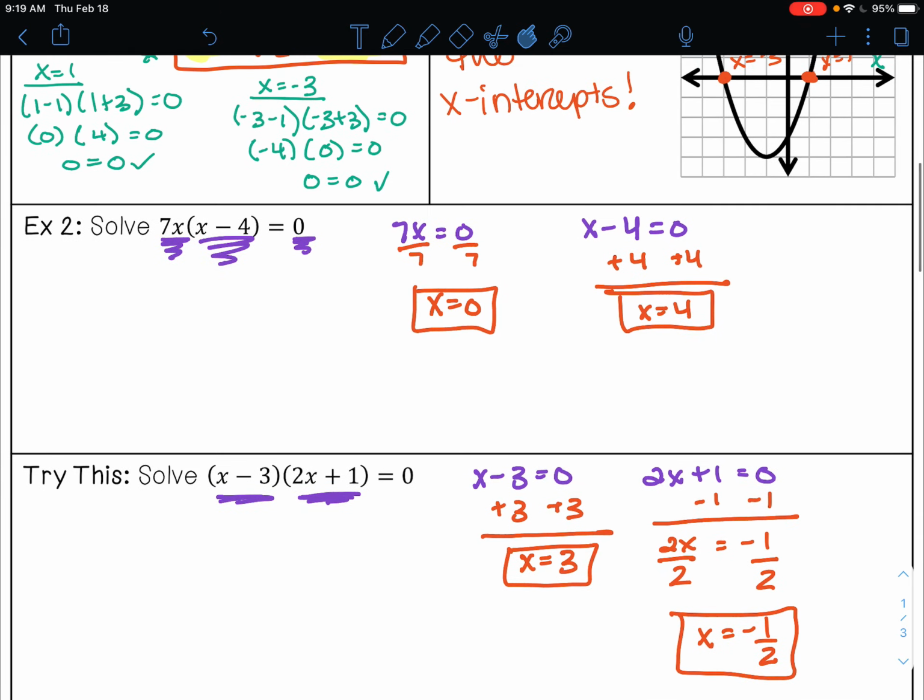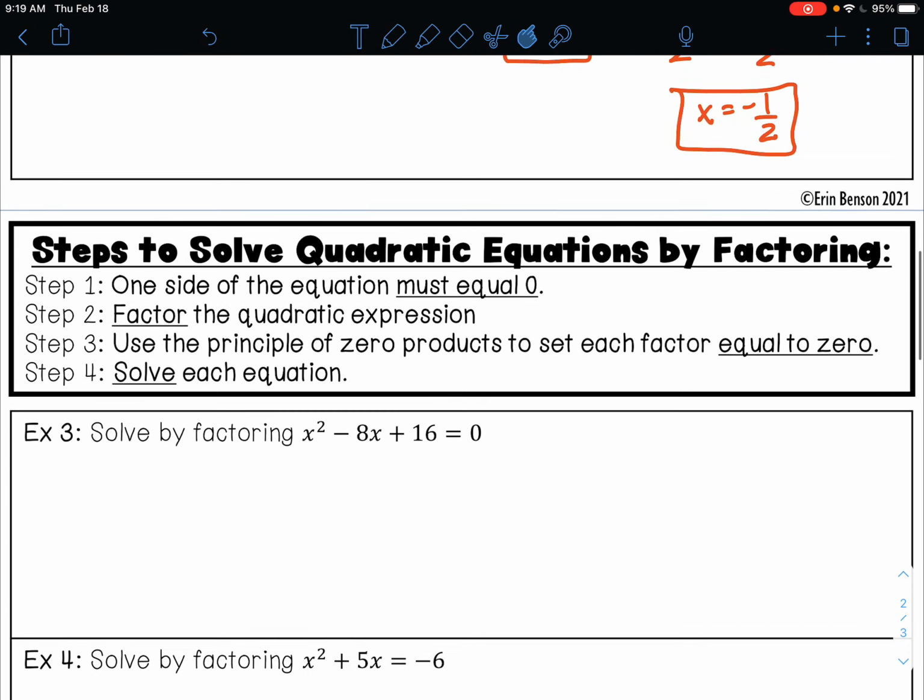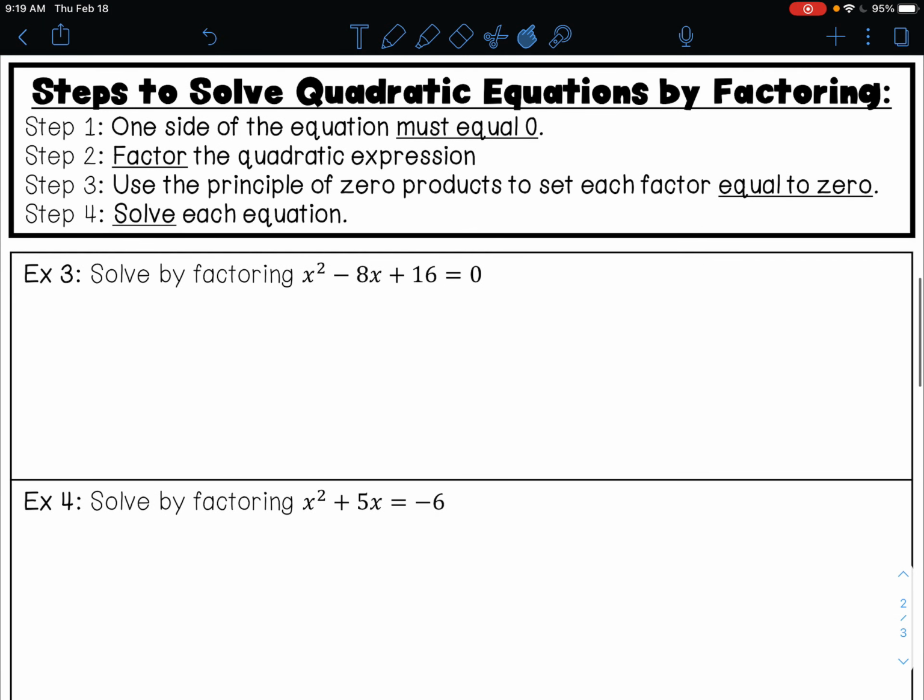So on this first page, all three of these examples were already factored for us. When we look at the next page, you will notice that these examples still need to be factored. So let's look at some of the rules, or the steps. Step 1 is one side of the equation must equal 0, because that's the only way that we can use the principle of zero products. Step 2 is going to be to factor the quadratic expression. Step 3 is to use the principle of zero products to set each factor equal to 0. And step 4 is to solve each equation.